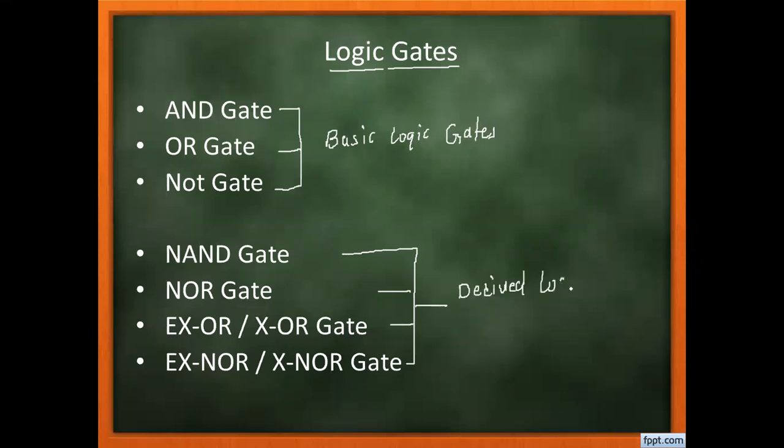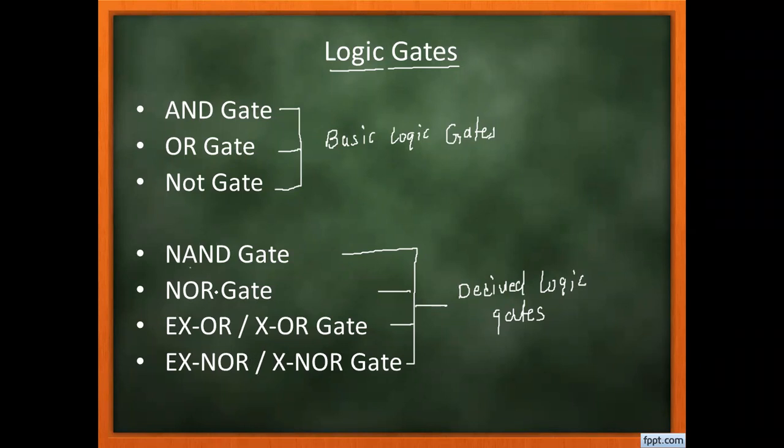Derived logic gates. Most of the time, the question may also be asked: what are the basic logic gates? There are a total of three logic gates we call basic gates, and these are nothing but AND, OR, and NOT. And by using these three gates, we can derive, we can construct these four more logic gates, and these we call derived logic gates. If you try to read them: NAND gate, NOR gate, XOR gate, either you can write XOR in this way or in this way, and XNOR gate.